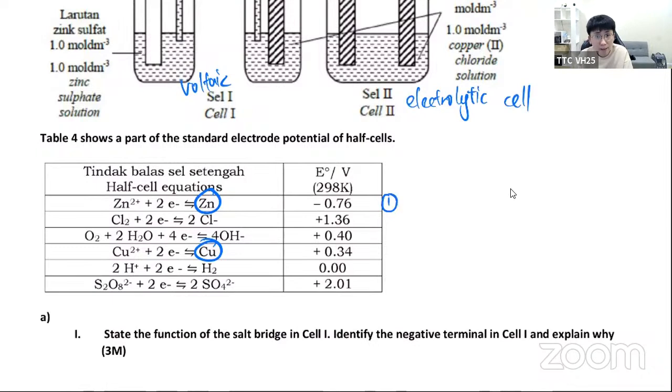Followed by the next smaller number. So if you check, the rest are all positive, except for the H. So this is number 2. And then number 3, number 4, number 5, number 6, like that. So we rearrange them first. If you rearrange them, you're supposed to get something like this: zinc, hydrogen, copper, and then OH minus, Cl minus, SO4 2 minus. So I rearrange them in this way first.